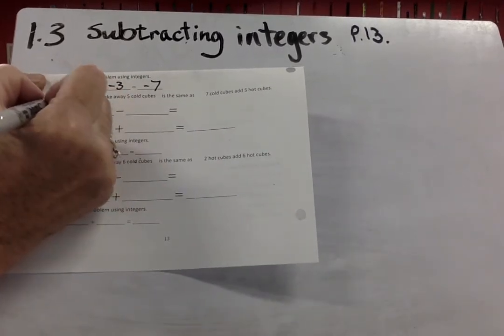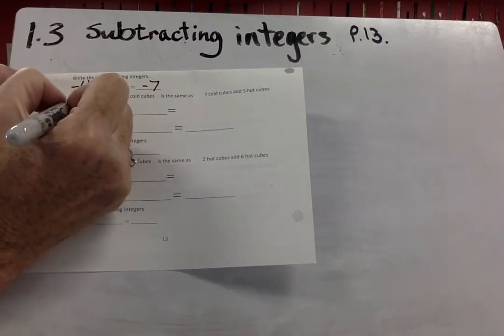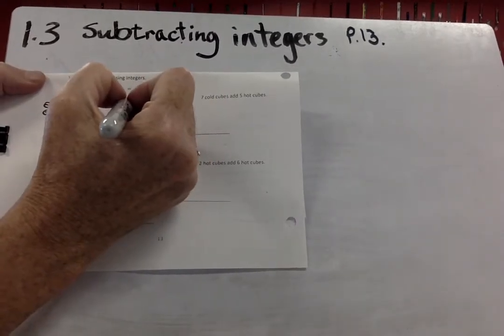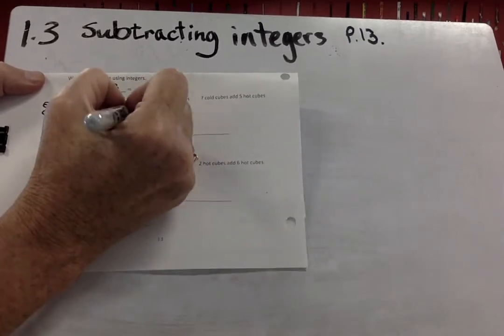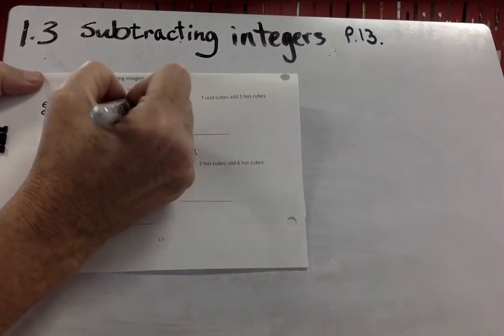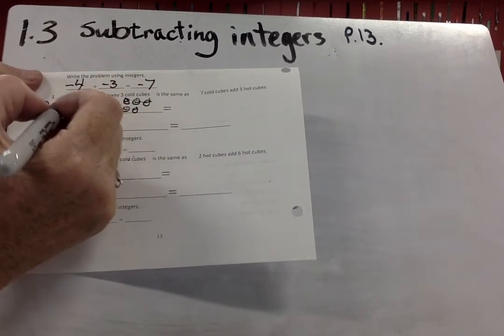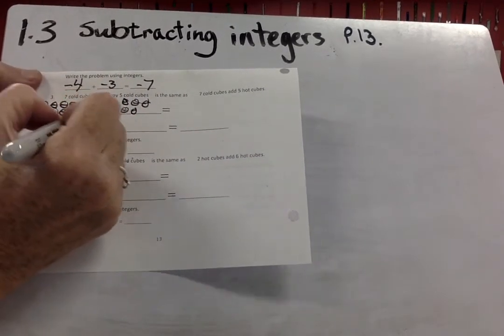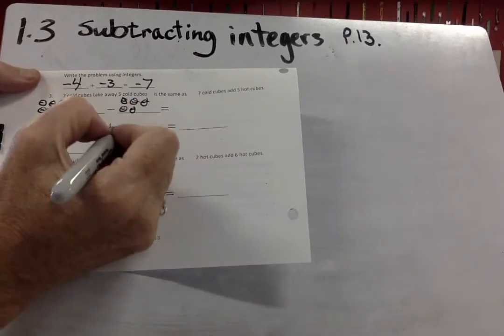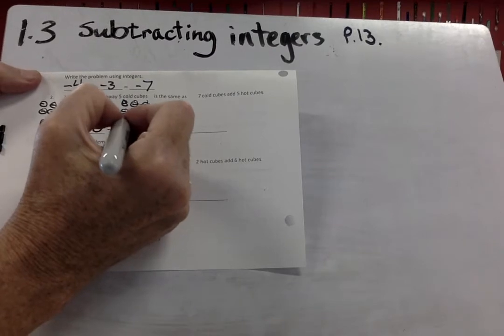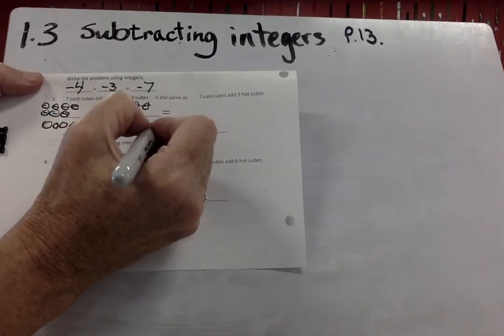7 cold ones are all negative, and take away 5 cold cubes equals 7 of these plus we're going to have 5 hot cubes.